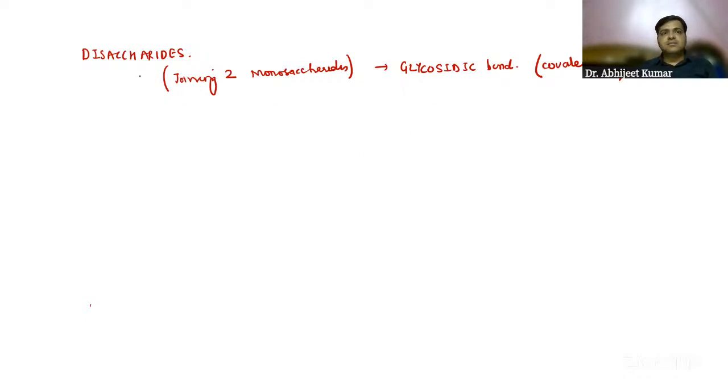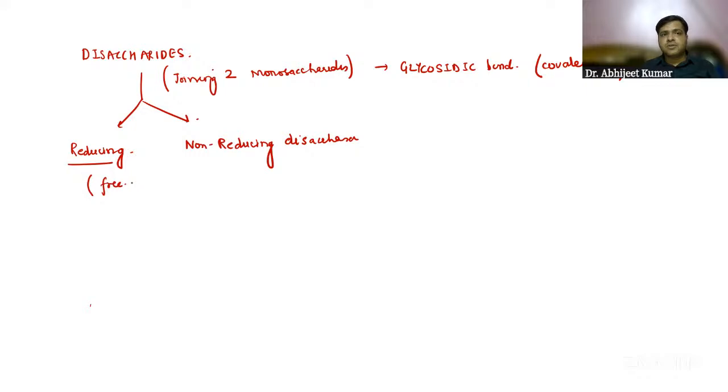So basically, these disaccharides are divided into reducing and non-reducing disaccharides. Now, when I say reducing, I have already told you that they have a free functional group, either an aldehyde group or a keto group. This free functional group is what makes it reducing, guys.